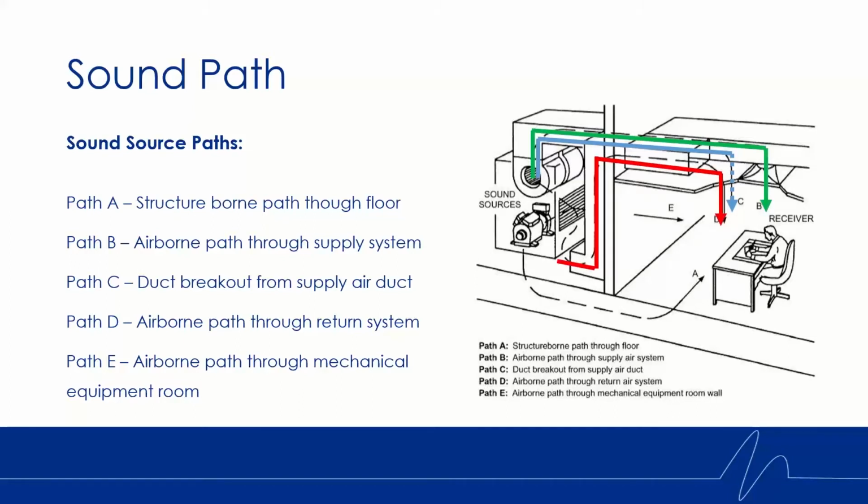We have the return path. That's the sound path, sound traveling from the fan through the return duct. And then there's the sound path through the mechanical room wall. So the radiated noise from the unit traveling through the wall into the occupied space. So Kinetics has solutions for each one of these sound paths, but today we're going to be specifically focusing on the 3 that are highlighted there. That's going to be the supply, the return, and the breakout path.